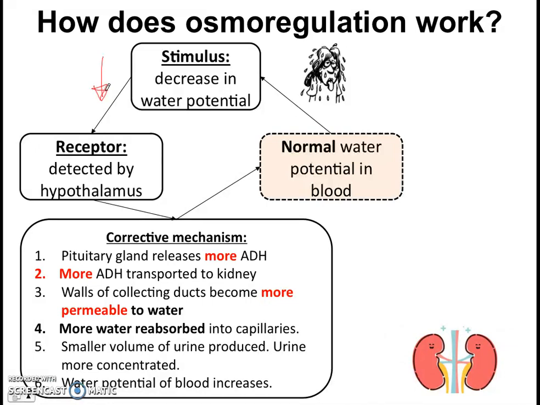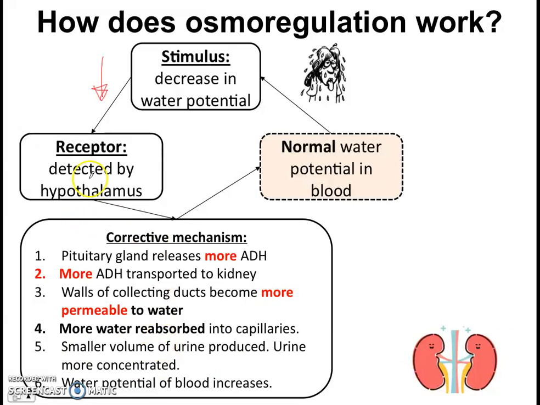Well, hopefully you said something like the kidney needs to reabsorb more water, right? The urine should be more concentrated. I need to lose less water because I've already lost a lot of water. And that's exactly what happened. So you can see point 4 here. Eventually what we want is to reabsorb more water in the kidneys. We want to produce a smaller volume of urine, and the urine must be more concentrated.